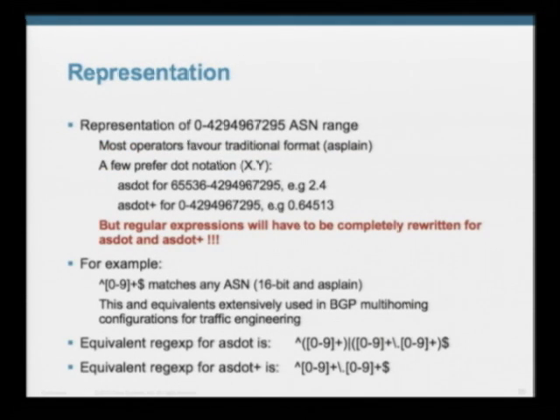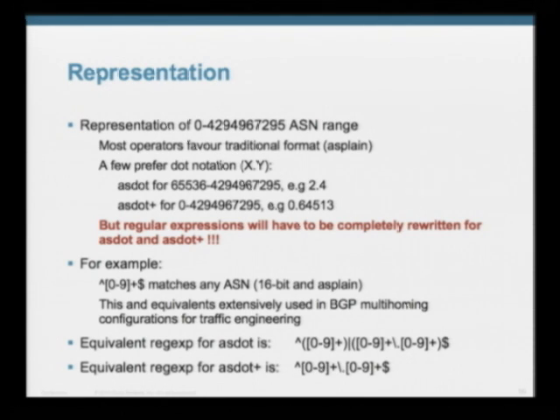Representation, well, you just write them down like that, traditional format, AS plain format. Some people wanted the dot format, so a bit like communities where you have a colon, so you don't have to write the whole 32 bits. You can do 16:16. Some people wanted 16.16 for ASNs. So rather than writing big numbers, you could write 2.4, which is much shorter. And some people even wanted this AS dot plus. In other words, convert everything to the dot notation. So the old 16-bit range, you'd write a 0 dot something.